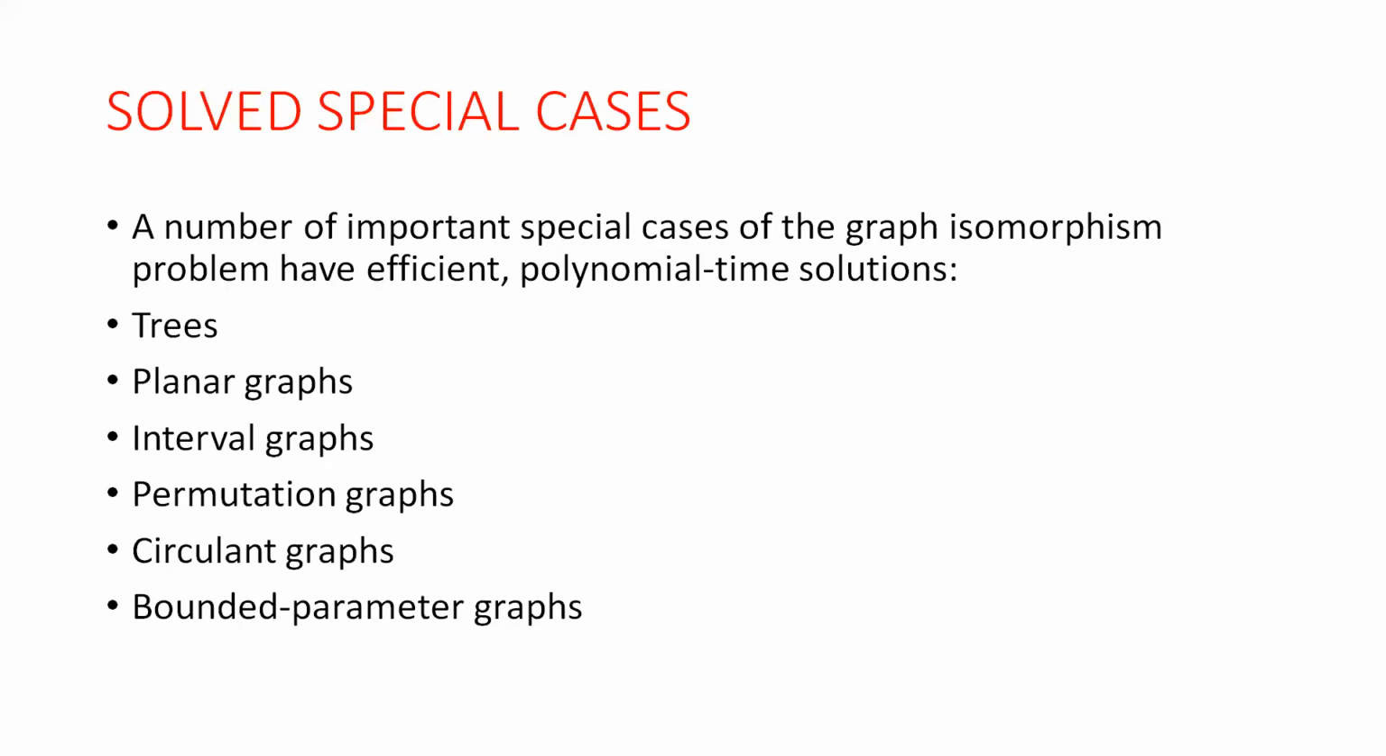Next, solvable special cases. What are the special cases solved by using this? A number of important special cases of the graph isomorphism problem have efficient polynomial time solutions, such as trees, planar graphs, interval graphs, permutation graphs, circulant graphs, and bounded parameter graphs. These graphs can be constructed by using the coding process. If we know data structures like stacks or queues, then it will be very useful for you to know.